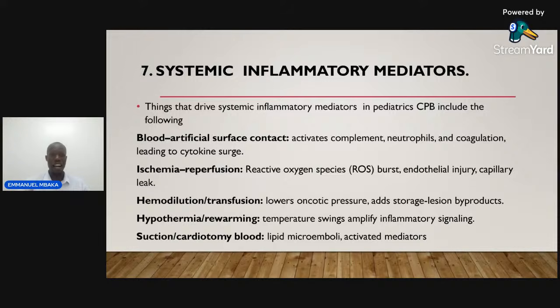Also, there's ischemia and reperfusion. Reactive oxygen species, also known as ROS, burst, and there's endothelial injury and capillary leak. Also, there's hemodilution and transfusion. This lowers oncotic pressure and adds storage lesion byproducts. And also there's hypothermia and rewarming, where temperature swings amplify inflammatory signaling. Also, there is suction and cardiotomy blood. This lipid and microemboli activate mediators. Next slide.